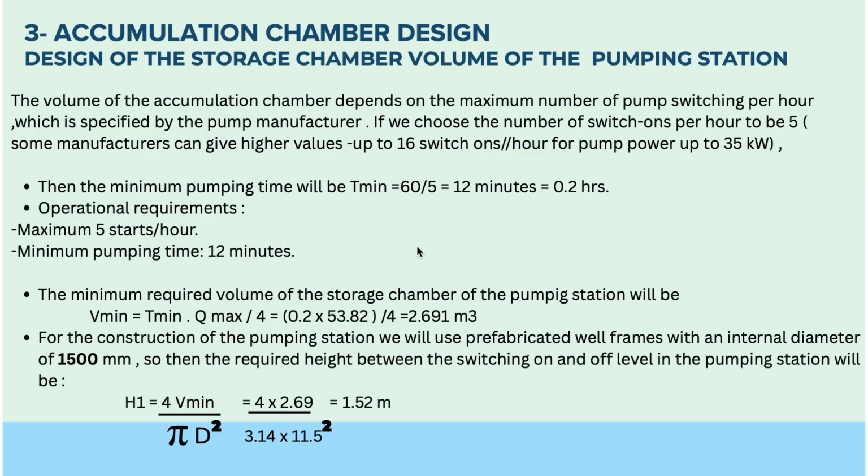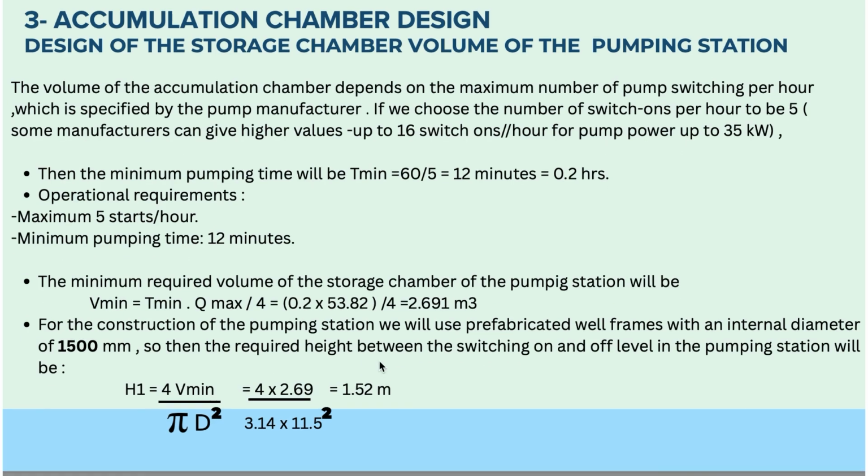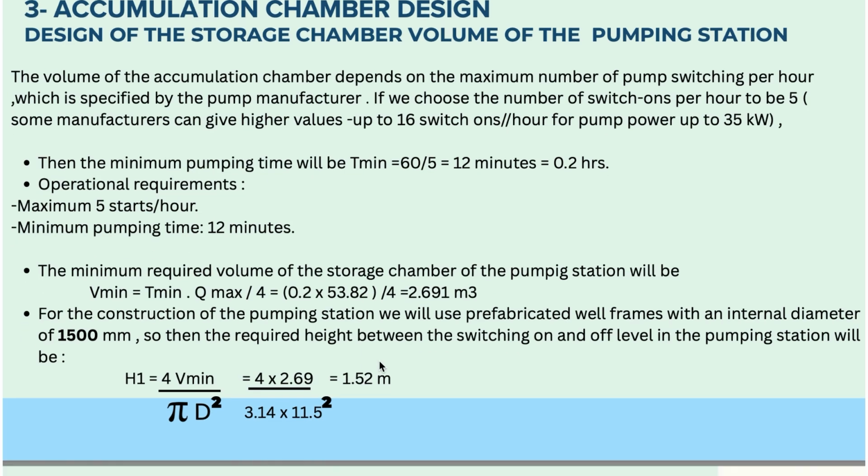For the construction of the pumping station, we will use prefabricated well frames with an internal diameter of 1500 millimeters. Then you can easily calculate the required height between the switching on and the switching off level in the pumping station, which is 4V minimum divided by pi d squared. You plug in the values and you get 1.52 meters.